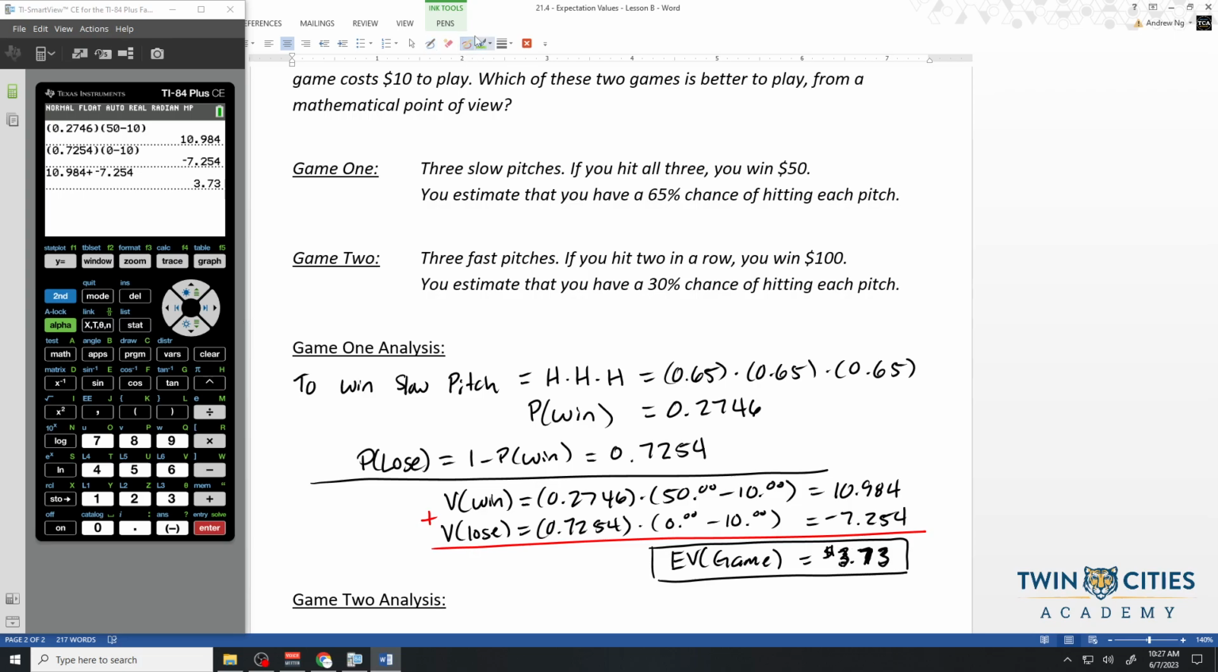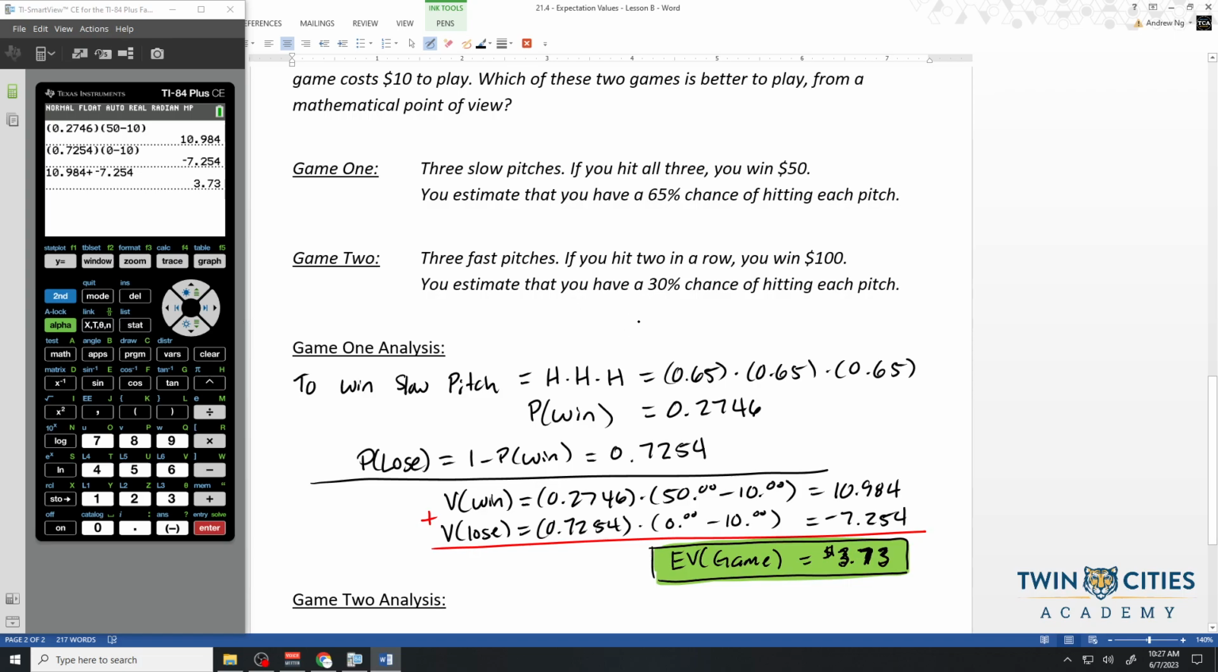If it were possible for me to do this, I would just keep playing this game and racking up wins to earn some money. But let's compare to game 2. Is game 2 any better? So we're going to do something similar. We need to know the probability of winning, then the probability of losing. We already have the outcome for winning, and the outcome for losing, as well as the cost.